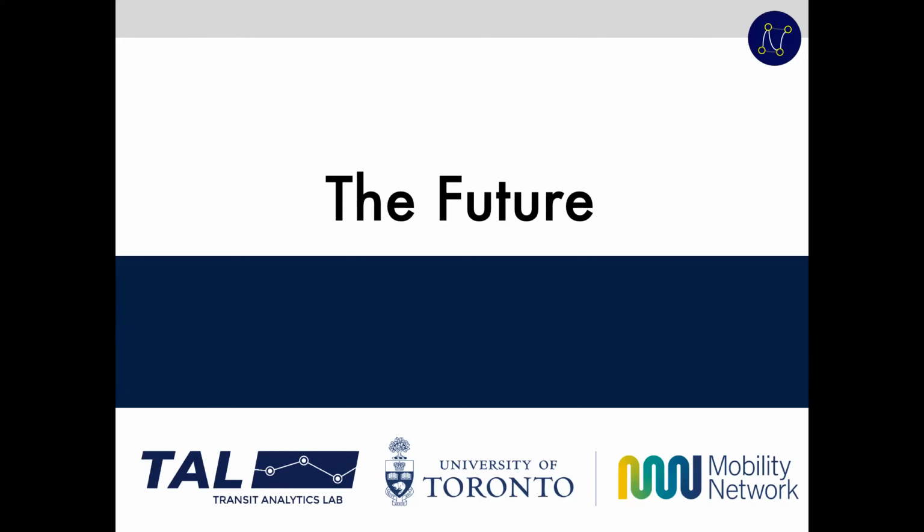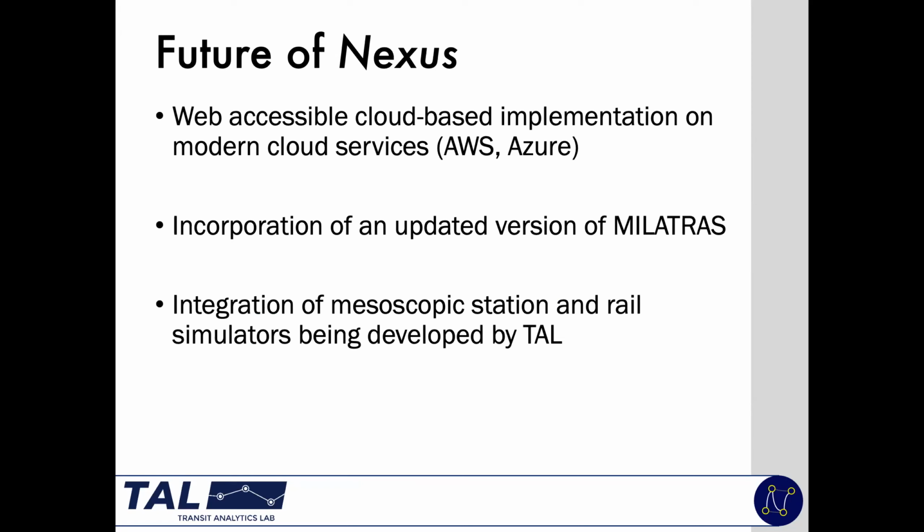So finally, for the future, as I mentioned, NEXUS was built on a services-based architecture, but it does need an update to use some of the more recent advancements in cloud services. That's one thing we are looking to provide, which is a web-accessible version of NEXUS. There have been advancements in reinforcement learning over the years, and the matrices model is undergoing an update, at which point we'll be looking to incorporate that. And there are some mesoscopic station and rail simulators being developed by TAL. We'll hear about them today, and they will also be integrated within NEXUS.